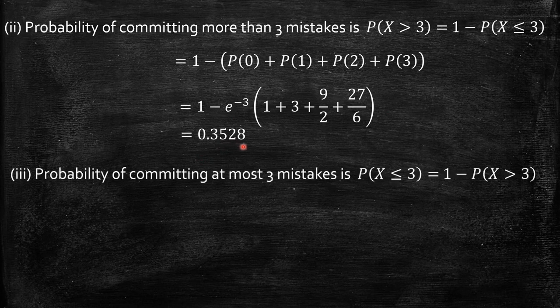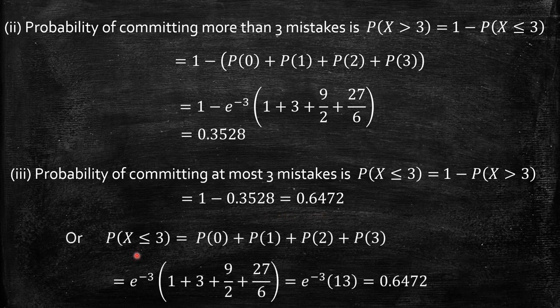Now what about the next? Probability of committing at most 3 mistakes. Maximum is 3, that means less than or equal to, so probability of x less than or equal to 3. Less than or equal to 3 means the values 0, 1, 2, 3. Or I can take, since we have already taken probability of x greater than 3, that x less than or equal to 3 is the complement of this. So 1 minus probability of x greater than 3. So I have the answer 1 minus 0.3528, that is equal to 0.6472. Or if you want, you can take the direct way also, which gives the same answer 0.6472.